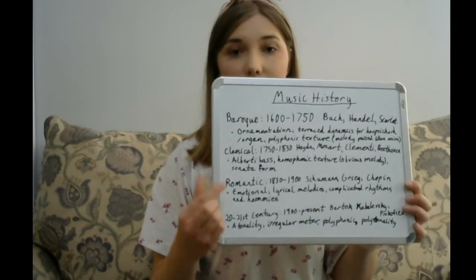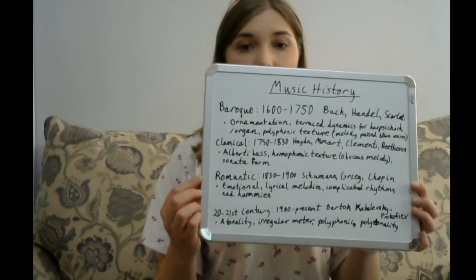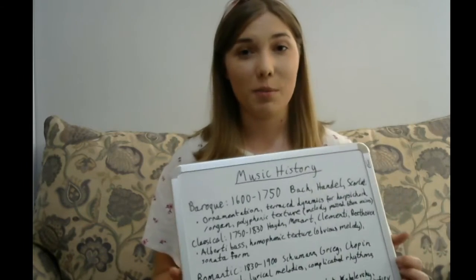Next, we have the Romantic period, which is from 1830 to 1900. Some composers you might recognize are Schumann, Grieg, and Chopin, one of my favorite composers personally. Bach and Chopin are some of my favorites. Lots of really good pieces. Romantic music tends to be a little bit more emotional. A lot of the titles are meant to convey some more specific stories or ideas. The melodies are very lyrical, kind of singable, I guess is one way to put that.